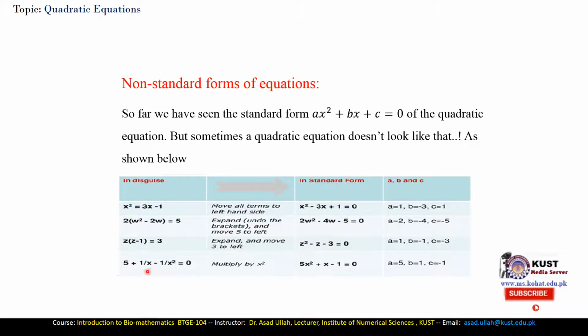In the last example, 5 plus 1 over x minus 1 over x square is equal to 0. To transform this equation to the standard form, we multiply this equation with x square. We get 5x square plus x minus 1 is equal to 0. This equation is the standard form of the quadratic equation.